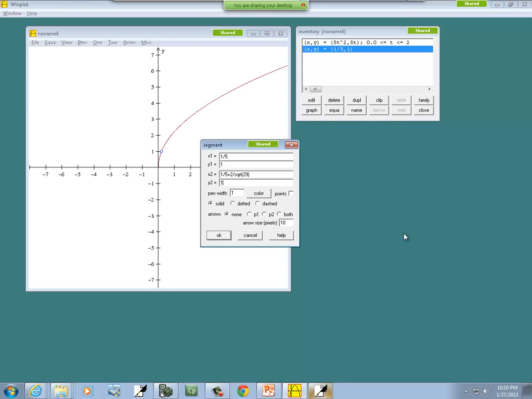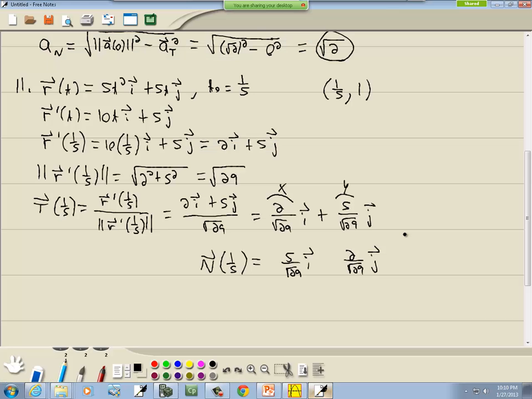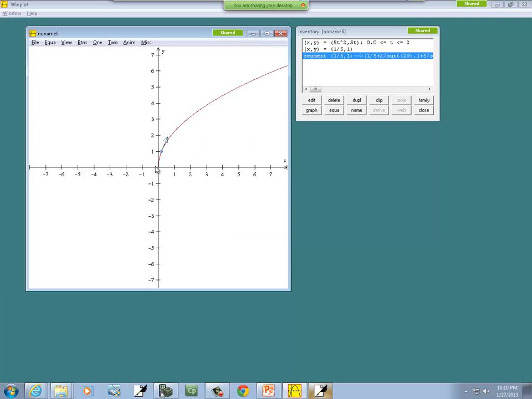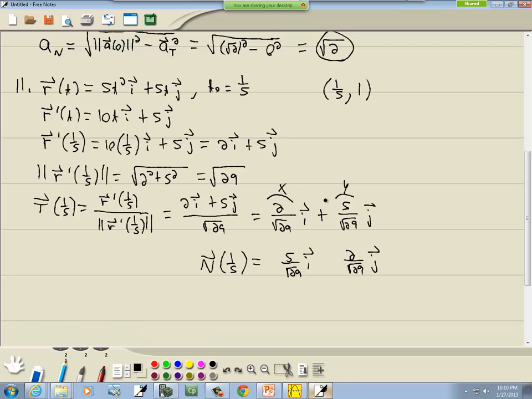And y2 will be 1 plus 5 divided by square root of 29. And I'll choose arrows at P2 and I'll make it 14 and I'll click OK. So there's my tangent vector. Well, I know my normal vector is going to be orthogonal to that, so it's going to come down like this. The x value is increasing, but the y value is decreasing. X is positive, y is negative. So that'd be my signs for that.